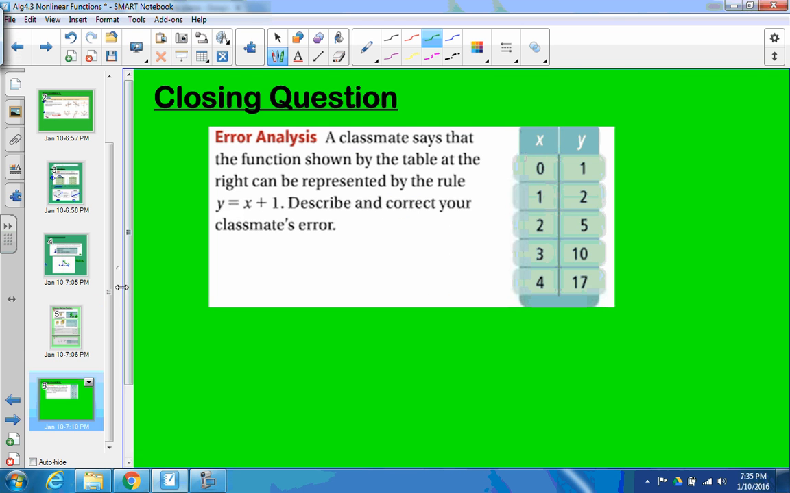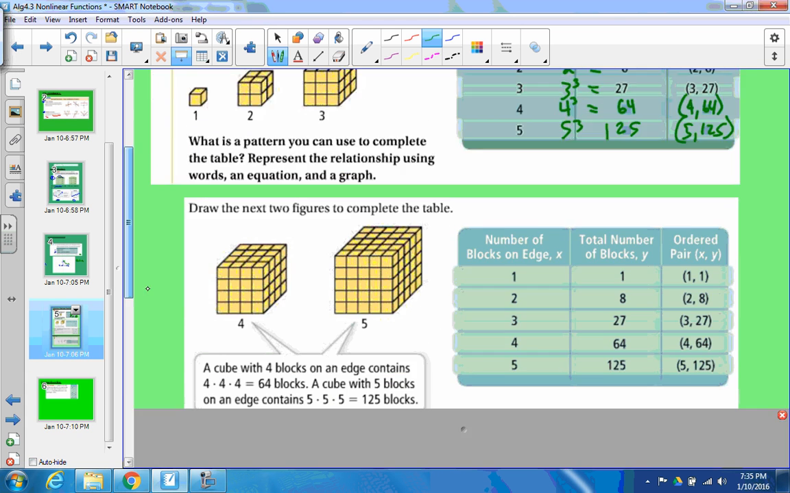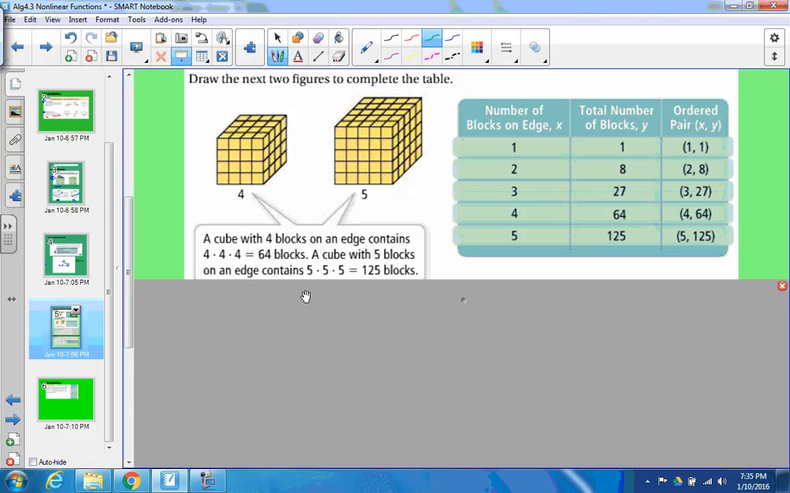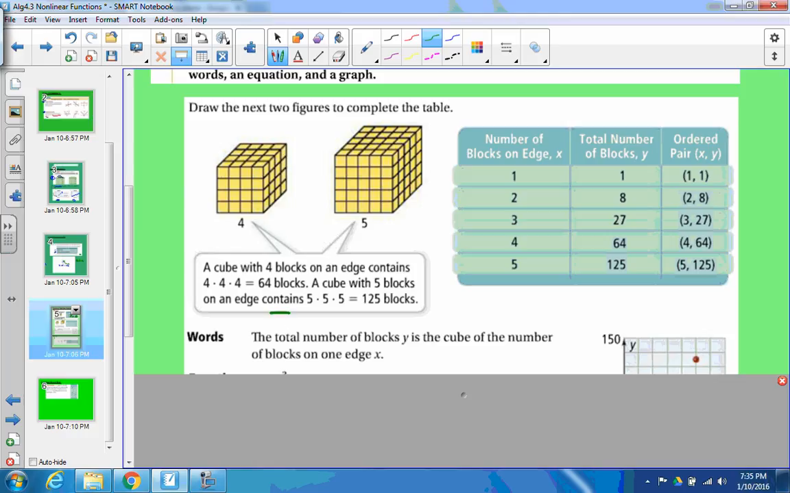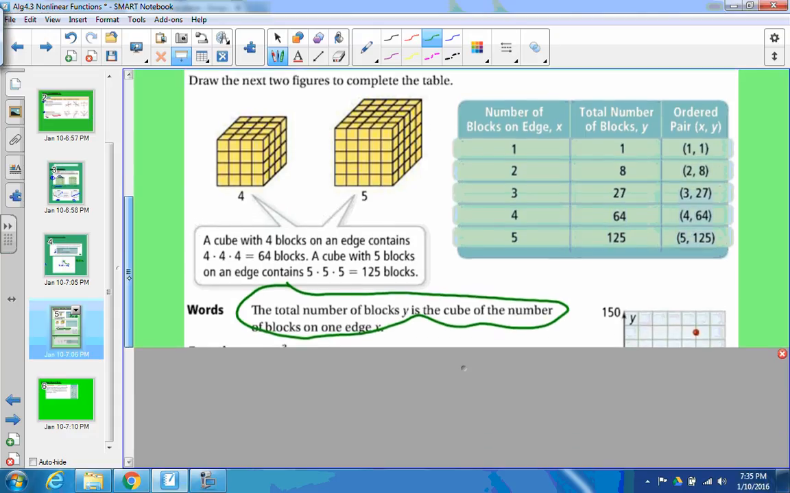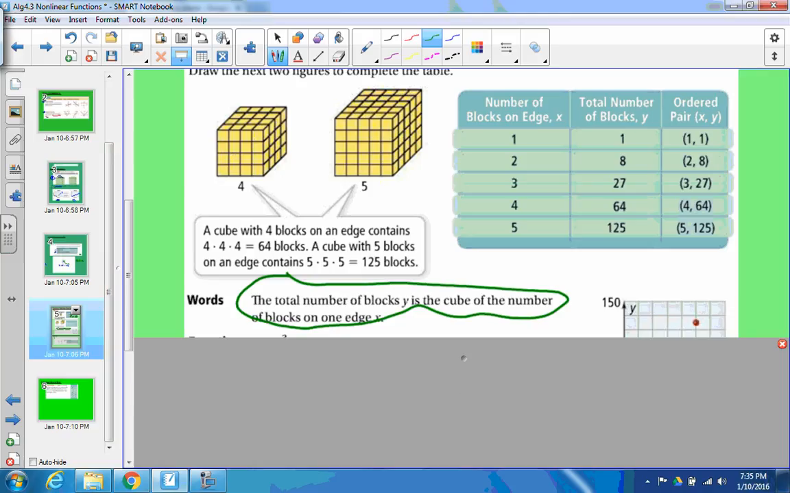We can write that in words and describe how that's changing. And you can say it this way. We have our little thing in words right here. The total number of blocks is the cube of the total number of blocks on one edge. Okay? And you can say a different way too: the total number of blocks would be the number of blocks on one edge times itself 3 times, or cubed, or raised to the third power. So that's the fourth and fifth one right there.